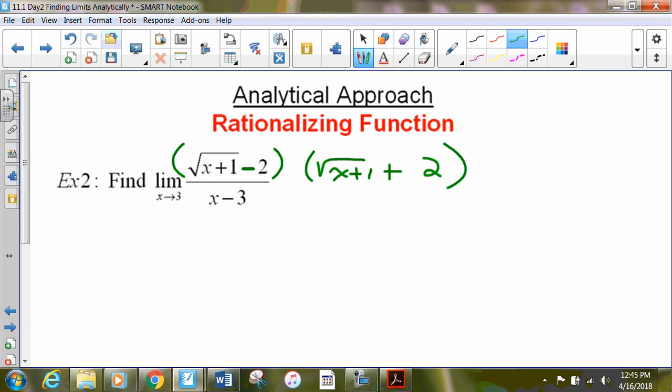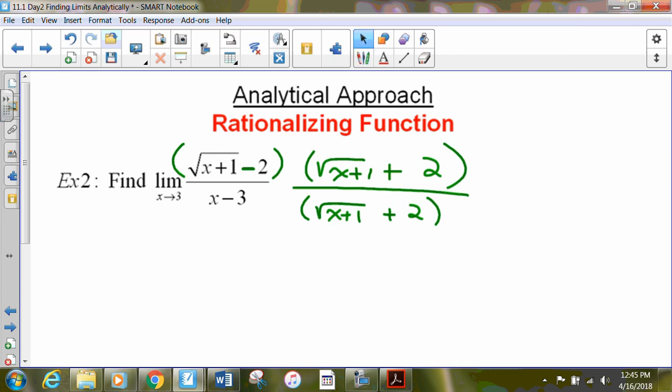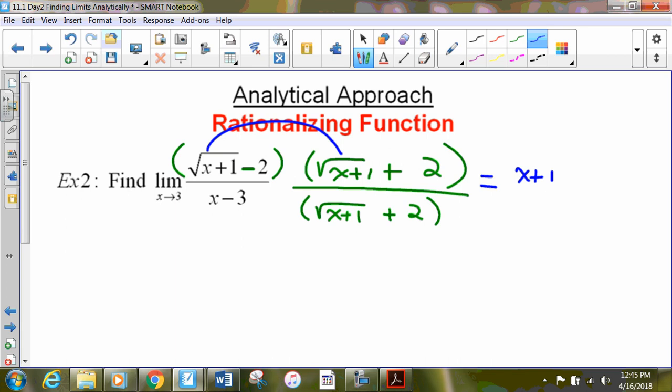Are we allowed to just multiply a fraction by any value that we want to? Nope. That's why we're going to multiply the denominator by that same conjugate. So it looks like a mess, but you're going to have to trust me here. As we multiply, we're going to be distributing. So the square root of x plus 1 times the square root of x plus 1 is x plus 1, right? And then we're going to have the square root of x plus 1 times 2. So that gives me a +2 square root x plus 1.